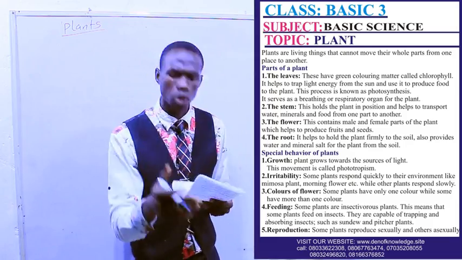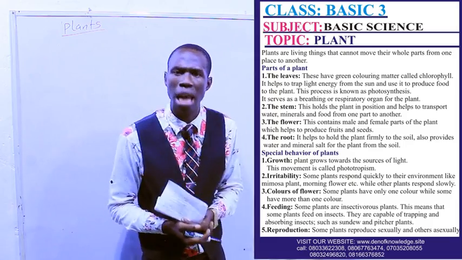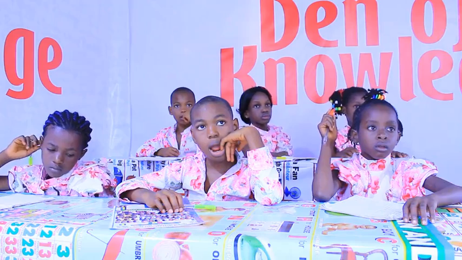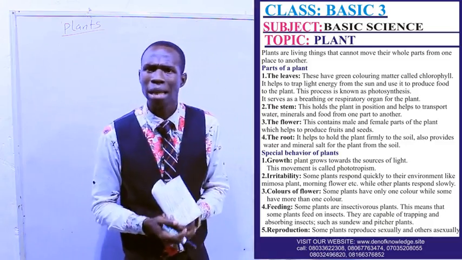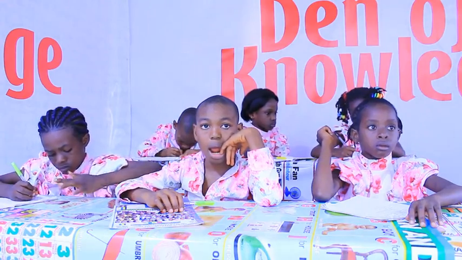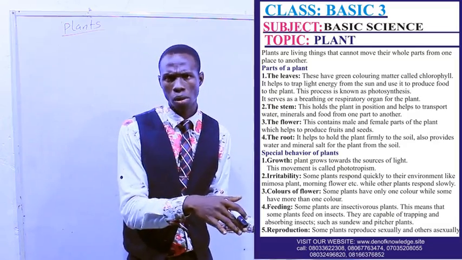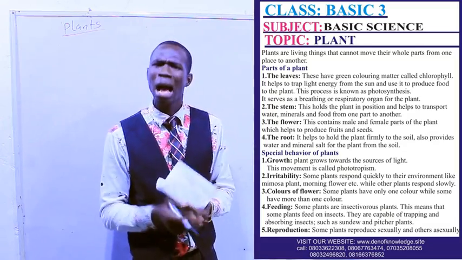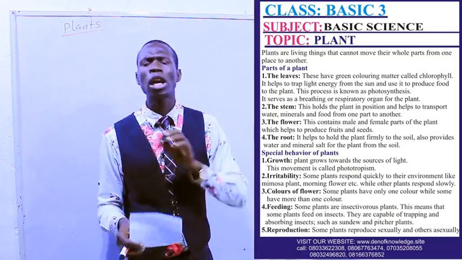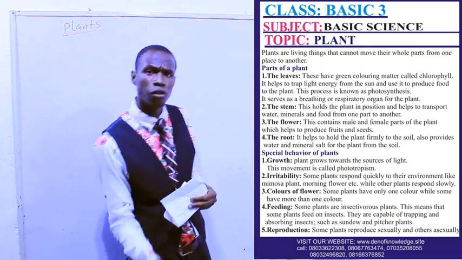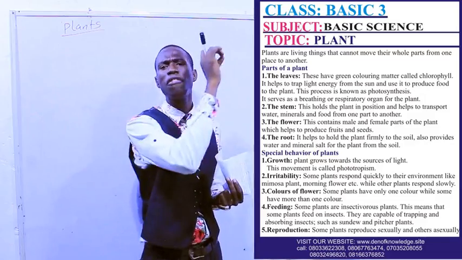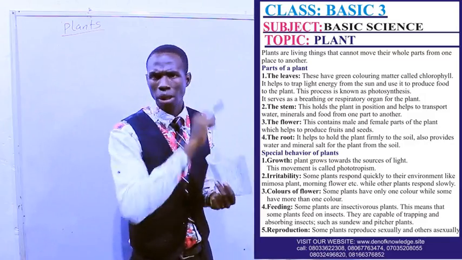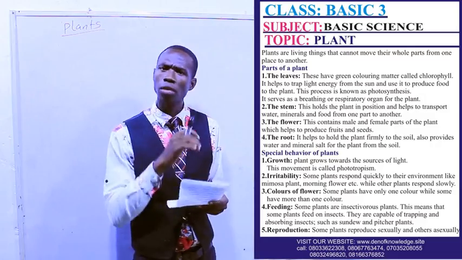It's called photosynthesis. The next one is the stem. What is the work of a stem? A stem gives support to a plant. That means without a stem, a plant can fall. It won't stand very well. And another thing, it helps in transportation. That is moving water from the root to other parts of the plant, and also moving the food gotten from light to other parts of the plant.